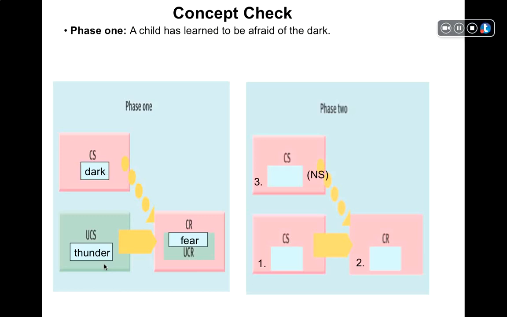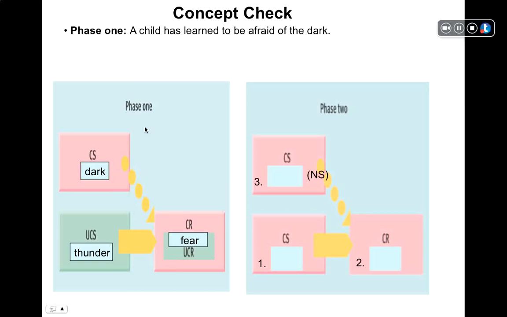So, child has learned to be afraid of the dark. That's phase one. All right, so how does a child learn to be afraid of the dark? Well, let's say one stormy night, there's a loud boom, thunder, and the little child reacts with fear to that. So the unconditioned stimulus of the loud noise draws forth that unconditioned response of fear. And it is at night, so the darkness has been paired with the loud sound, and so now the child has learned to fear the dark, right? Like a lot of little kids have that fear.